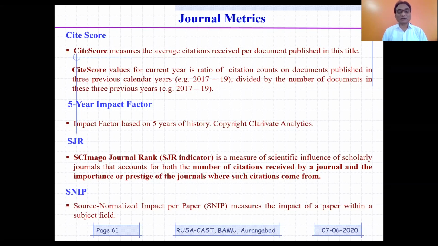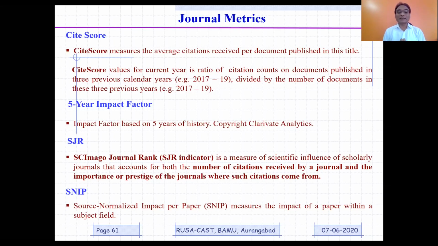SNIP stands for Source Normalized Impact per Paper. This measures the impact of a paper within the subject field. For example, suppose a journal publishes 20 articles in an issue, all those 20 articles are not going to get good citations. Out of those 20, 15 may get very good citations, but 5 don't get good citations. So SNIP is going to normalize the overall impact factor of that journal, and therefore SNIP is also going to be very important.